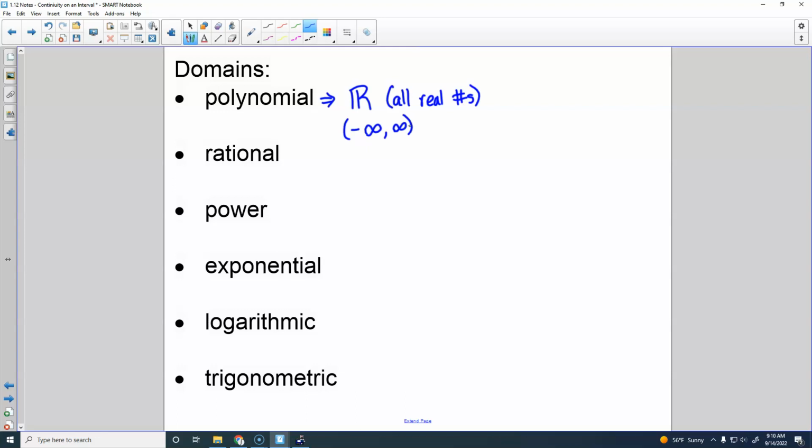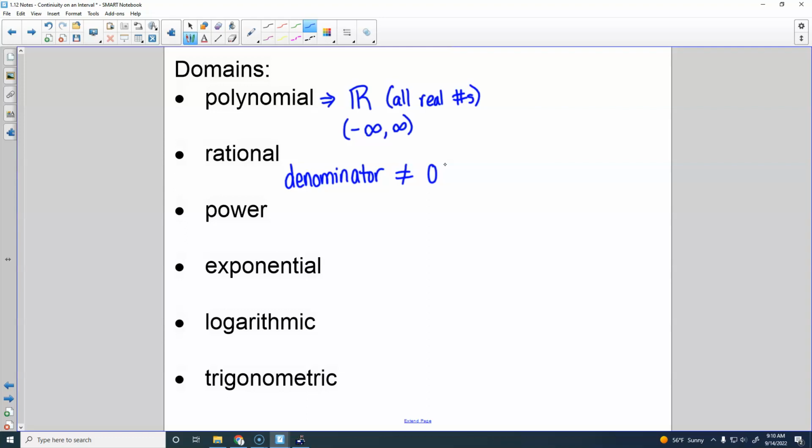For rational equations, rational means fractional, the denominator cannot equal 0. So whatever you've got in your denominator, it cannot equal 0. We've worked a lot with that because that's what we've been looking at primarily for our discontinuities.